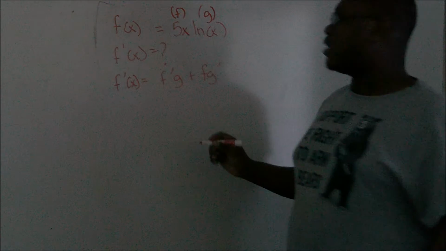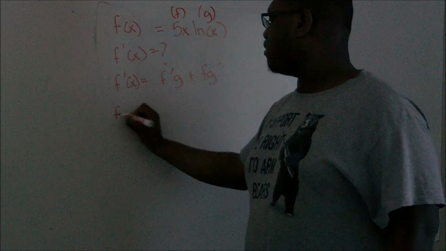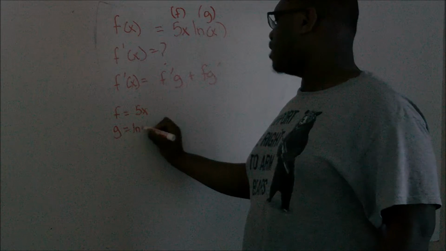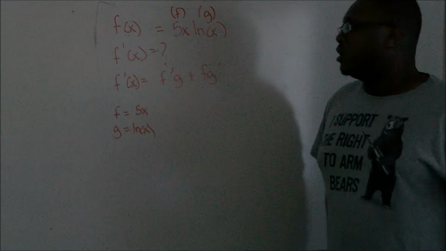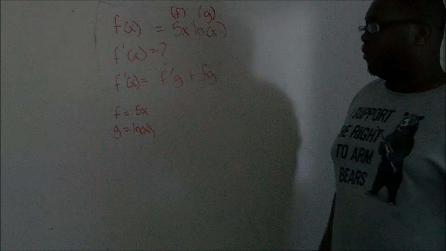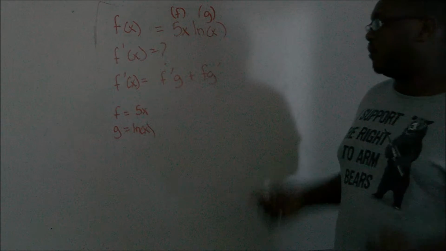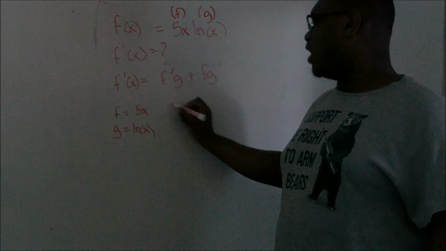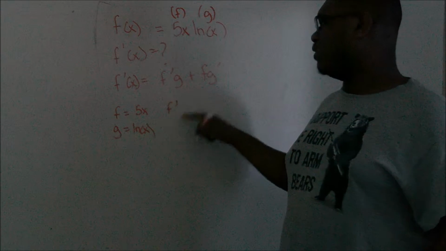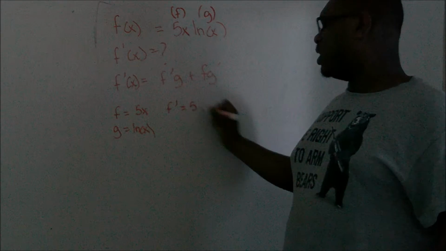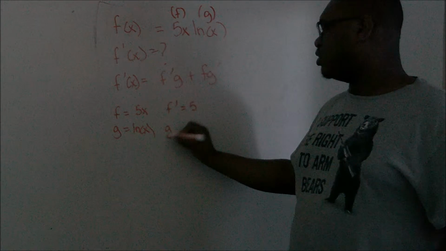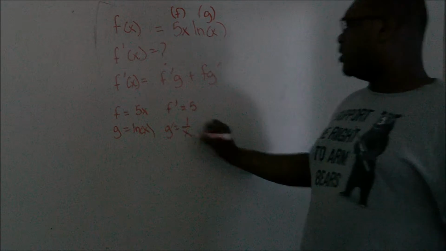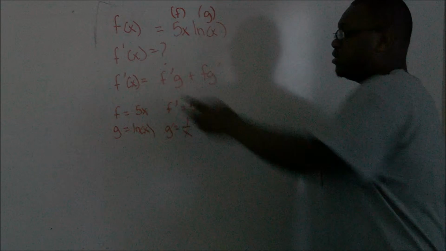So then once you do that, you can write yourself a little table down here. You can say f equals 5x and g equals natural log of x. Now, we need f prime and g prime. Hopefully from my last videos you memorized the tables a little bit, but we can say, okay, the derivative of 5x is simply just 5. So we know that f prime, which is the derivative of f, is equal to 5. And we know that g prime, which is the derivative of natural log of x, is simply 1 over x. Now that we have all these variables, we can plug them back into our equation.